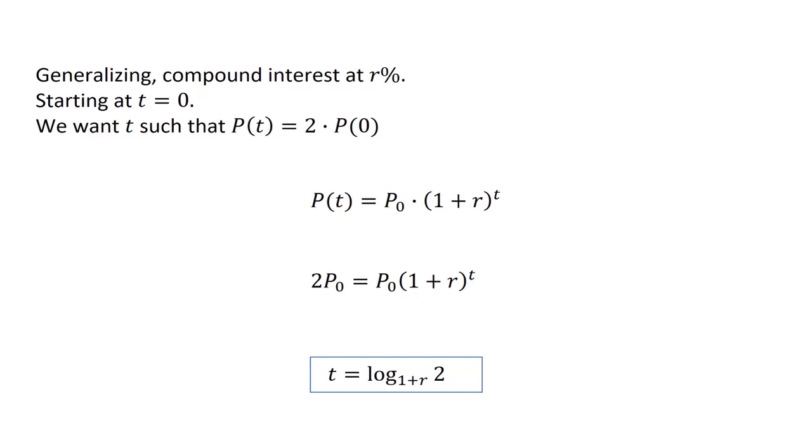So let's generalize now for our percent compound interest, again starting at time 0. We want to double our money. We set up the formula as before, and solving 2 P0 = P0 (1 + r)^t, we get that the time to double is log base (1 + r) of 2.